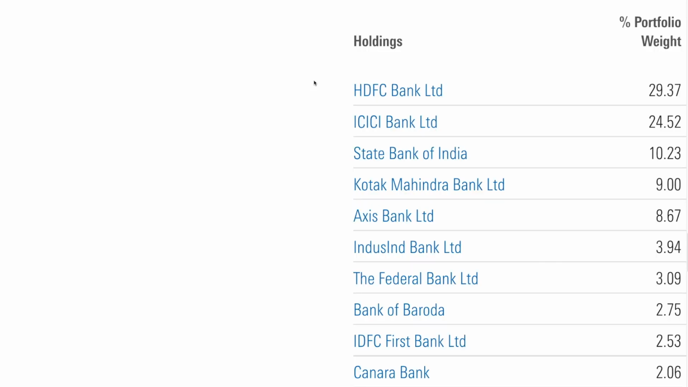You can see the major constituents are the big banks that are operating, including the private banks and also a mix of some government owned banks. So majorly HDFC, ICICI, State Bank of India and Kotak Mahindra Axis, they have the higher stakes. If you just combine all of them, it will be close to 70. So when you invest in BANKBEES ETF, you are investing indirectly in these particular stocks.